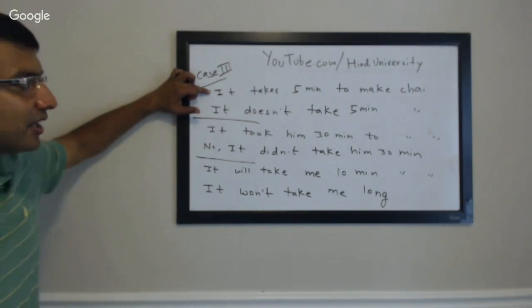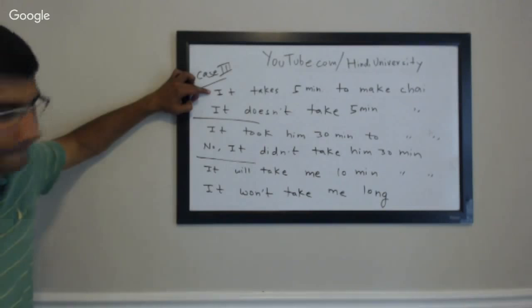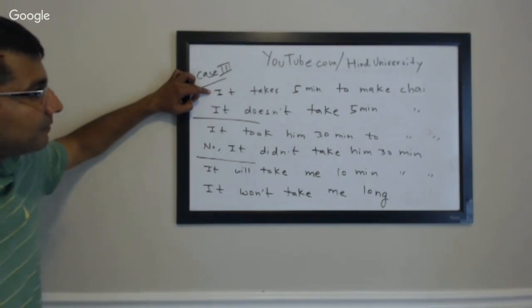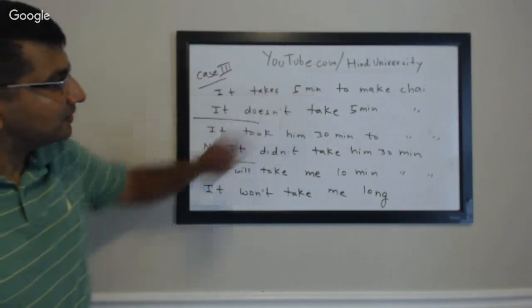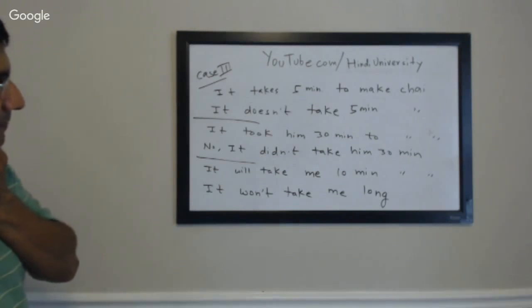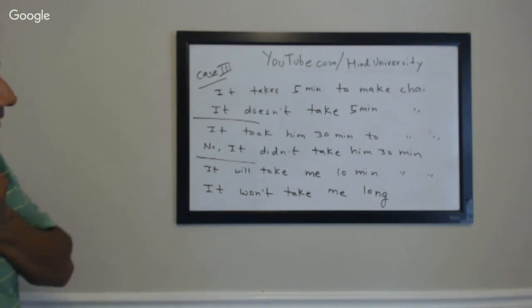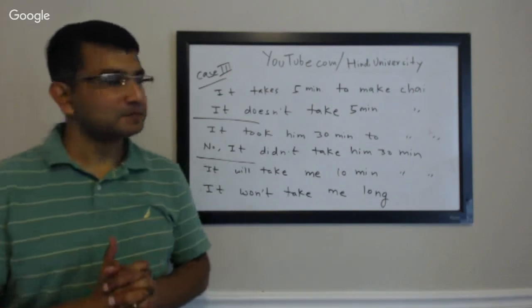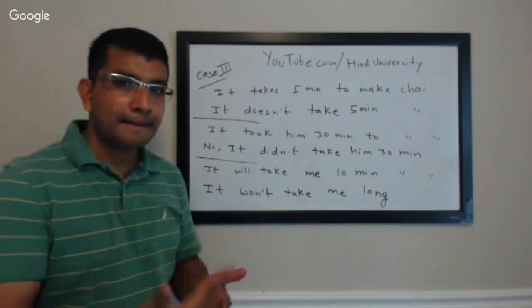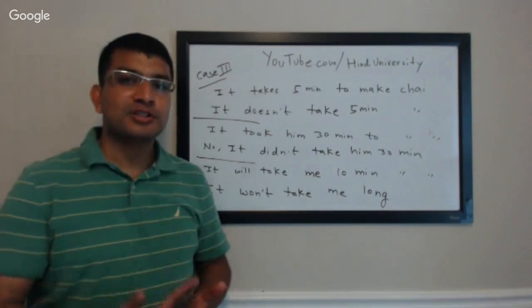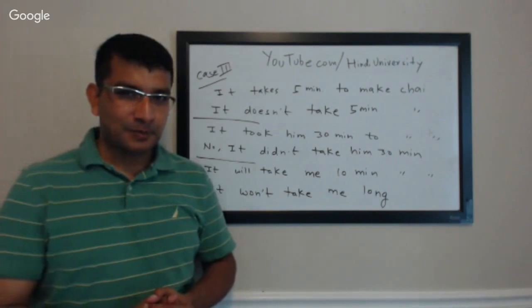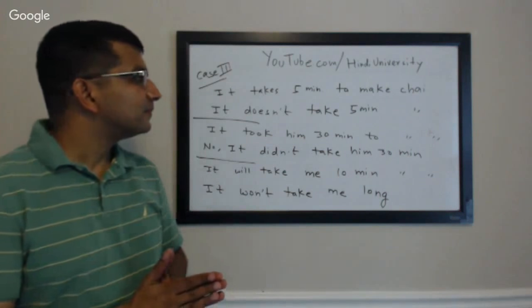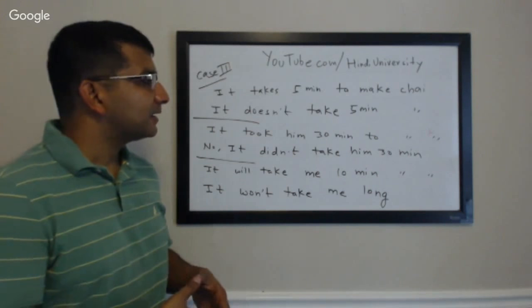It takes 5 minutes to make chai. Acha, let's go, chai banana. Paanch 5 minutes. Mm-hmm. And then lagte hai. Very good. So repeat it one more time. Chai banane. Post position. Banane. The post position. Chai banane mein 5 minute lagte hai. Okay.